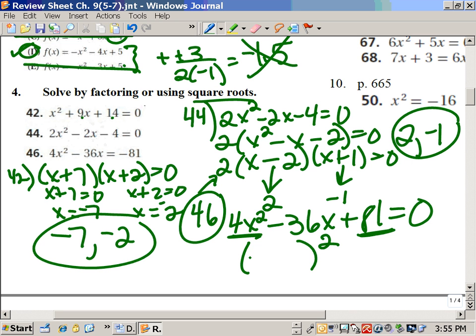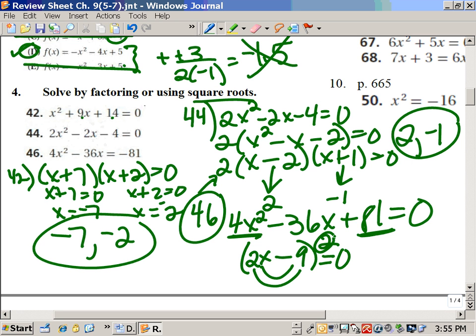Since 2 times 2 gives me 4, I'm going to try the 2x as the first term. And 81 is 9 times 9. Now these two things have to multiply to give me the 81 and the 4, but they're going to have to double the middle to give me a 36. 9 times 2 is 18, and in order to double that and make it negative, this middle term is going to have to be negative, and then it equals 0.